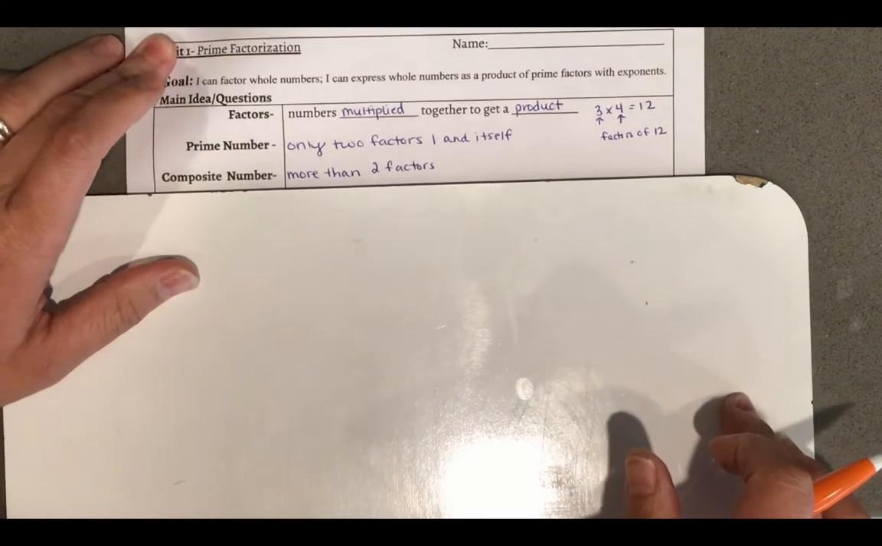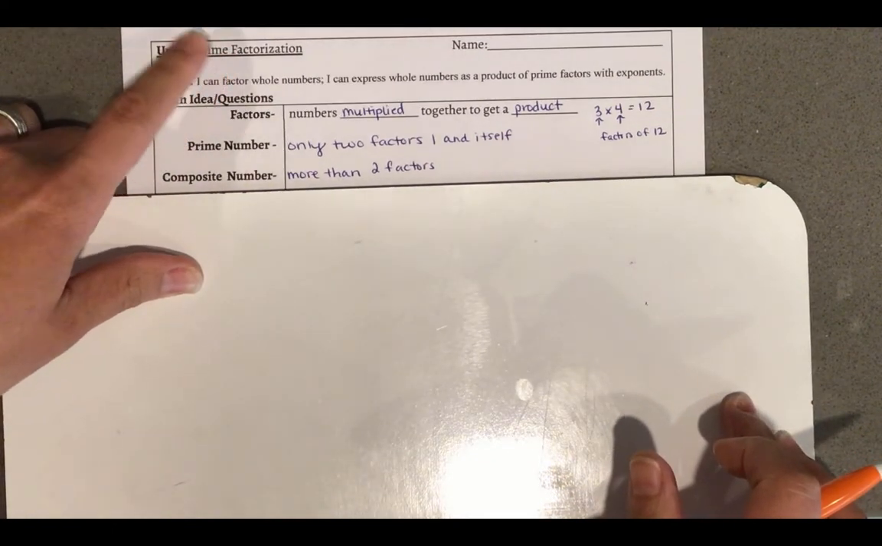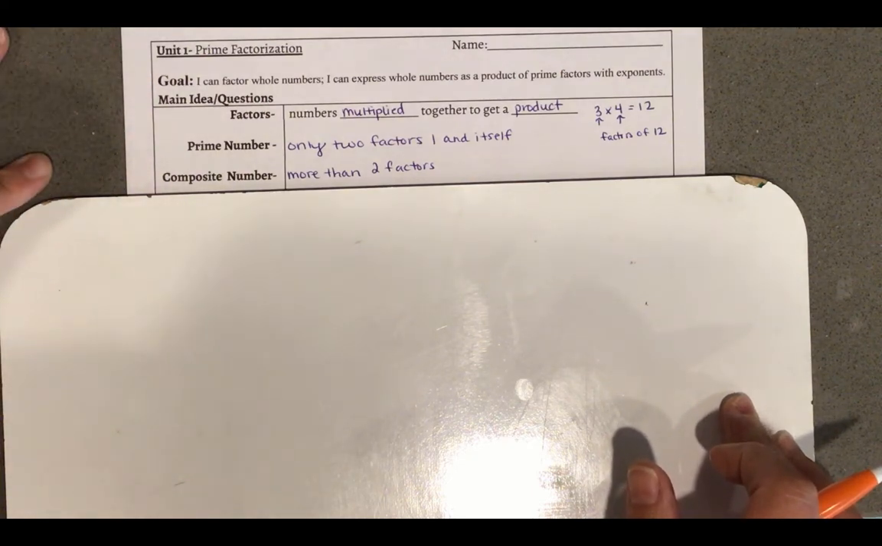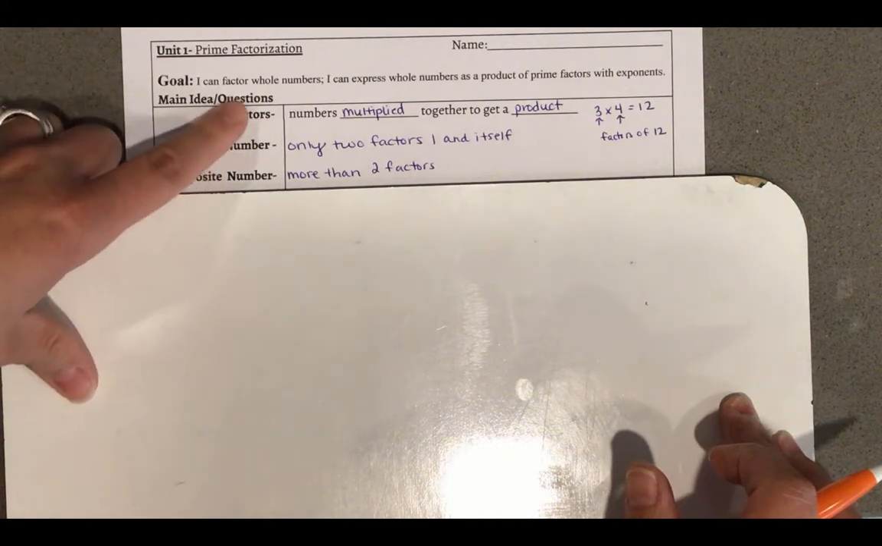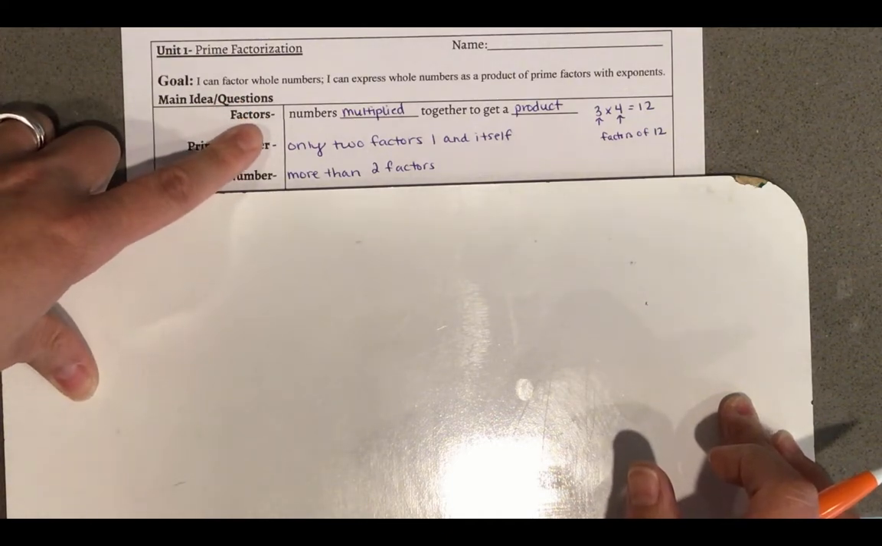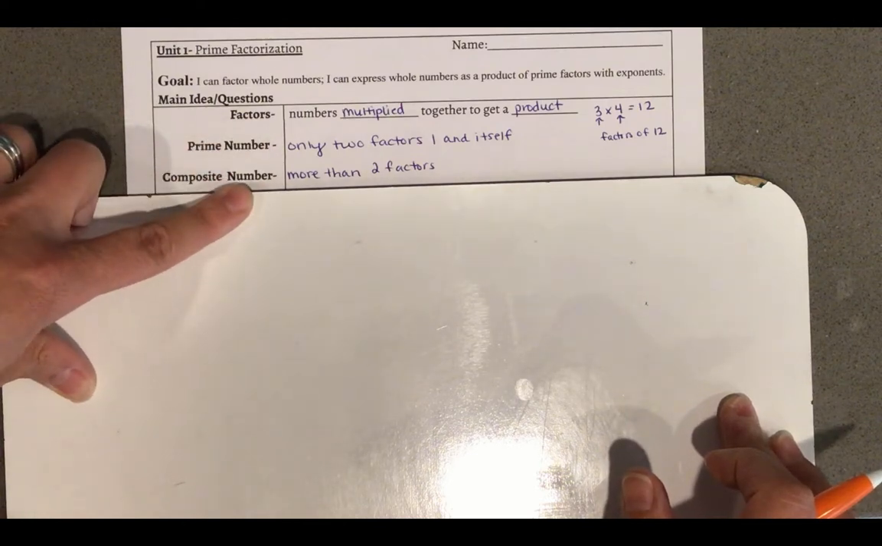All right, sixth graders, this lesson is going to focus on finding the prime factorization. The other day we worked on defining prime and composite numbers. So let's review the vocabulary words we've already filled in. Factors, a really important word. Factors are numbers multiplied together to get a product.